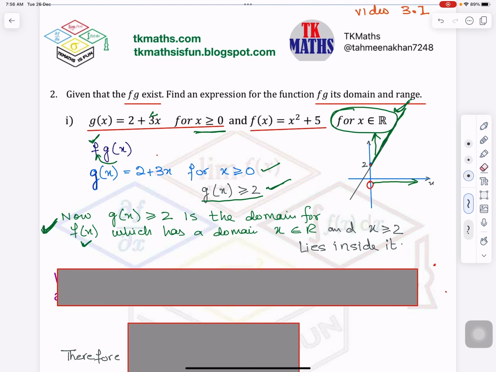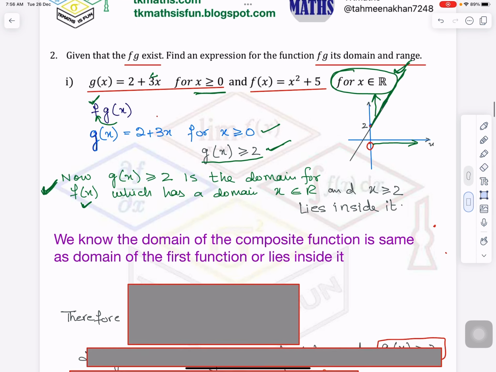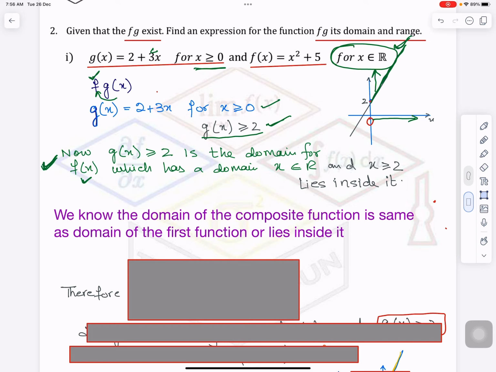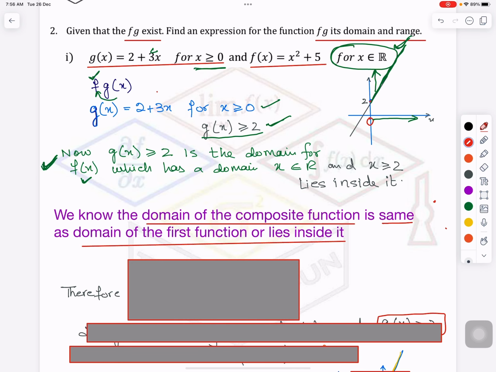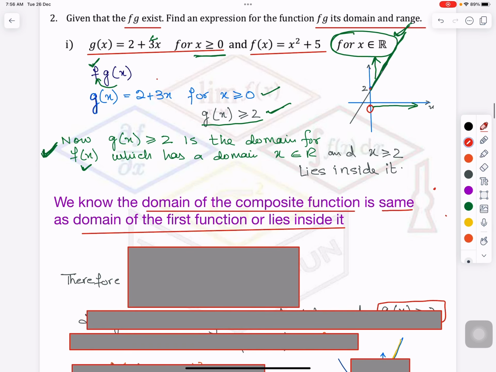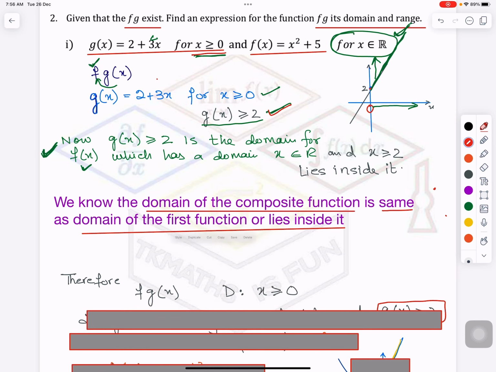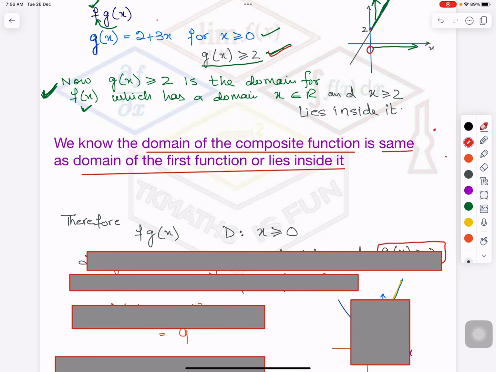Okay, so now we will write the reason here, and you should know this thing. The domain of the composite function, because you have to find it out, is the same as the domain of the first function, or it lies inside it, right? So in this case, it is lying totally inside it, right? So we will take domain x greater than equals to 0. f of g of x, domain is x greater than equals to 0.